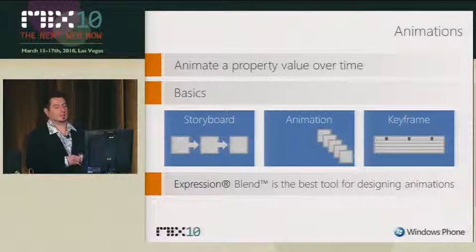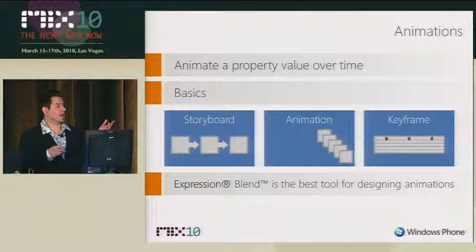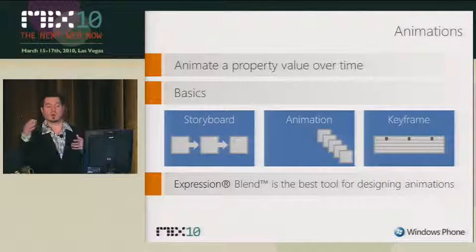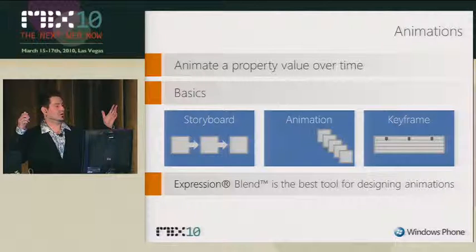So an animation just animates a property over time, whether that property is a color, or a position, or a transform. So at the base level, you have a storyboard. A storyboard defines all your various animations and actions. You can have multiple.